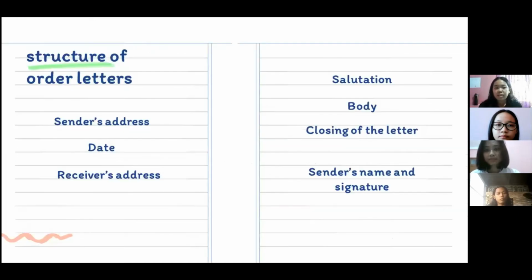And next, the structure of order letters. The first is sender's address. The second is the date. The third is receiver's address. The fourth is salutation. The fifth is body. The sixth is closing of the letter. The seventh is sender's name. And the last one is signature. Next will be explained by my friend.